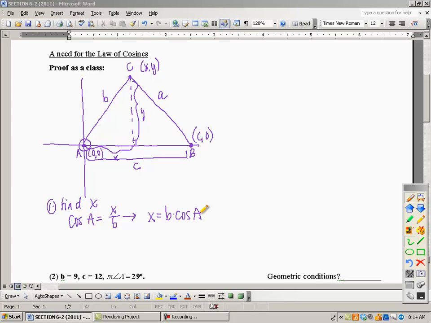I'm going to do the same thing. I'm going to find y for the second thing. And if I look at still angle A, I know that the sine of angle A is y over B. So I can say that y is B times the sine of A.